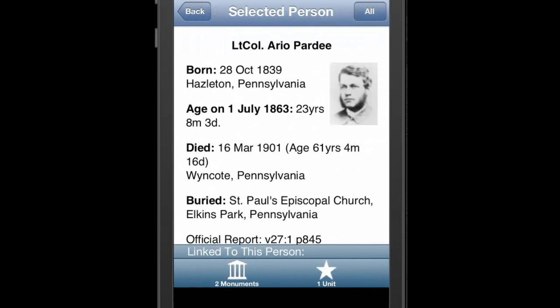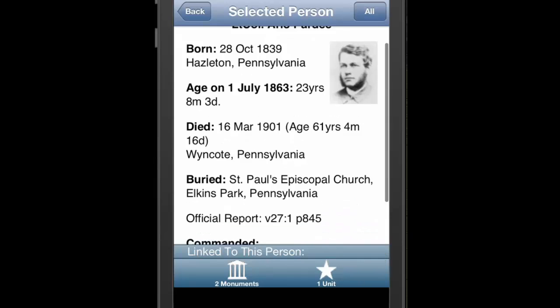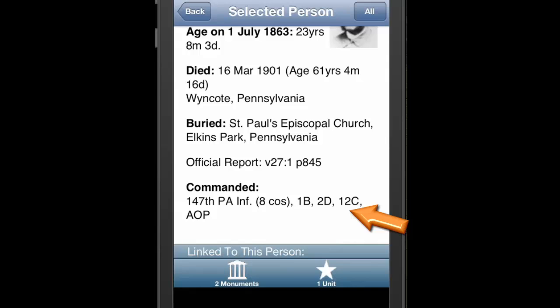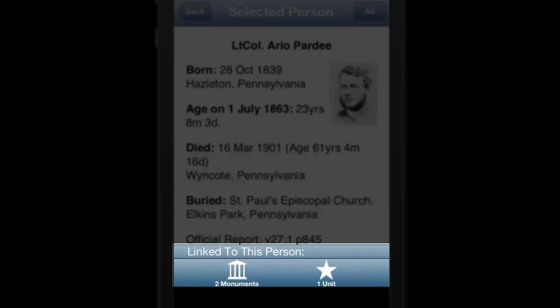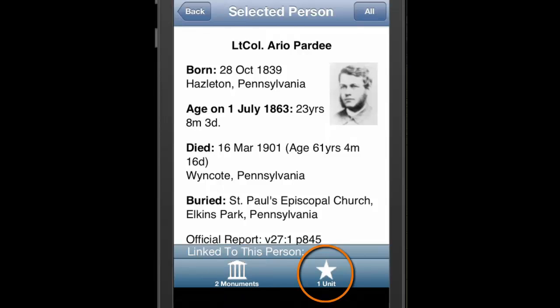In addition to his photo, we've got dates and places of his birth, death, and burial, and the calculation that he was 23 years, 8 months, and 3 days old at the time of the battle. There's also a citation to the official report that he wrote after the battle. And he commanded the 147th Pennsylvania Infantry. Now we see that the menu at the bottom has changed again. Now it's pointing to things that are linked to this person, 2 monuments and 1 unit.